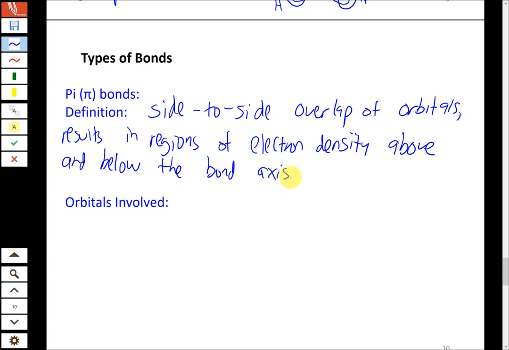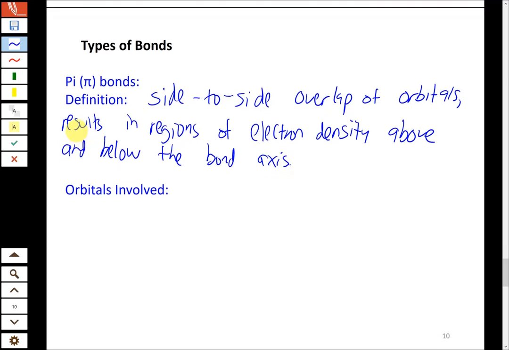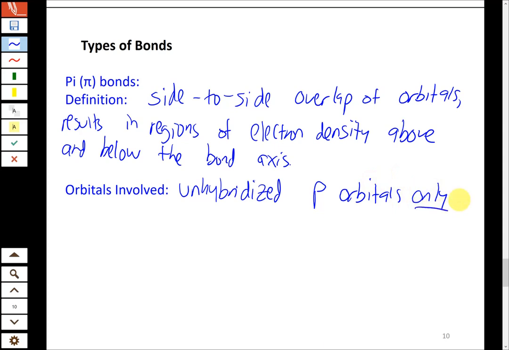All right, so when we say side to side, the only types of orbitals that can do this for the types of molecules that we'll talk about in this class are going to be unhybridized p orbitals. So s orbitals cannot form pi bonds, or hybrid orbitals, as we talked about, cannot form pi bonds. Only unhybridized p orbitals can be involved in the formation of pi bonds.